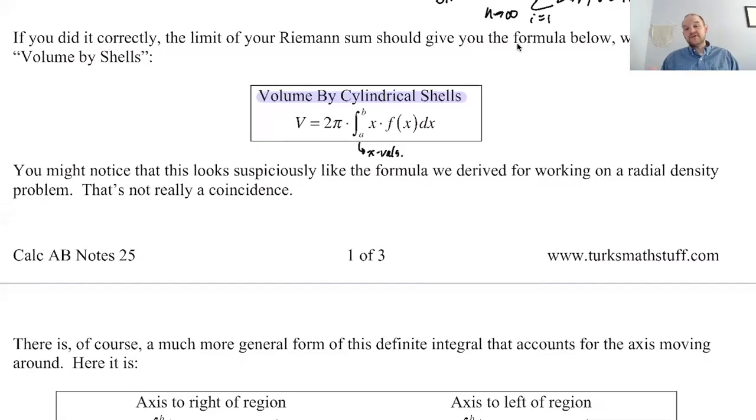All right, we're back. We're going to be talking about page 2 of Notes 25, volumes by shells, cylindrical shells, which should really say tree rings because you just make little tree rings and that's how you accumulate your volume.